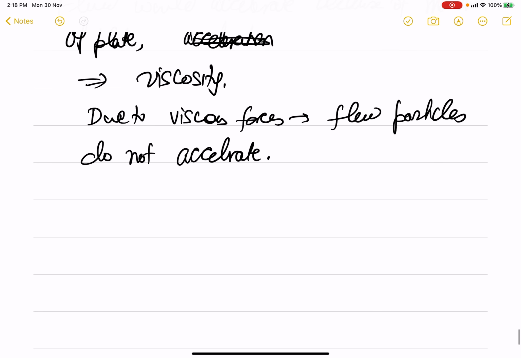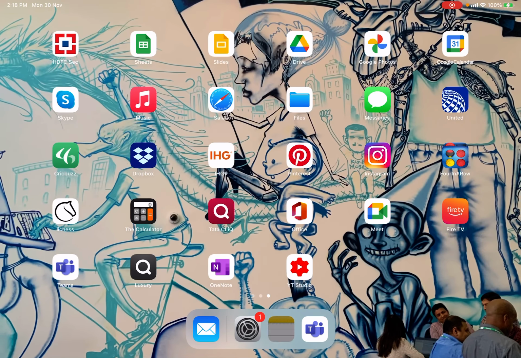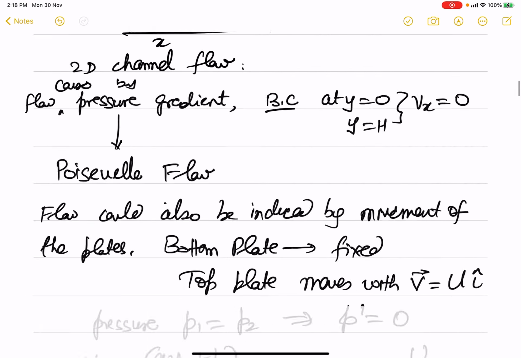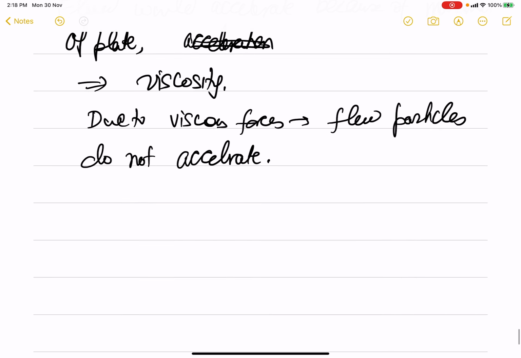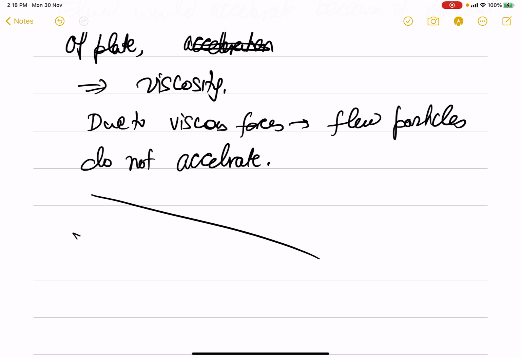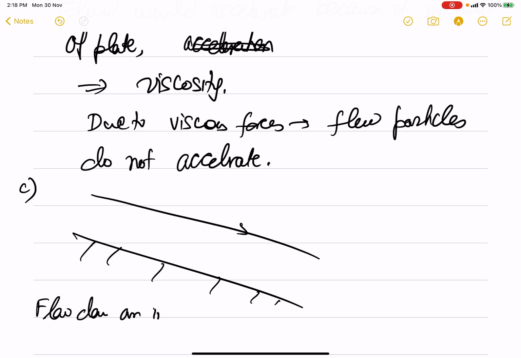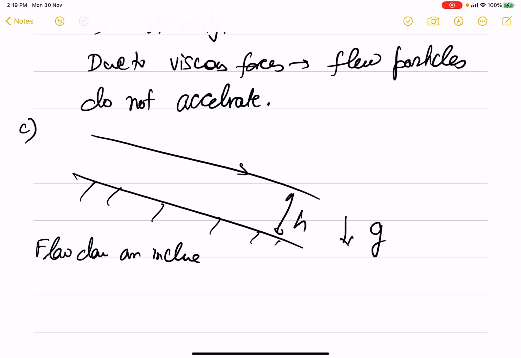Now next, let's look at the example which we have done in the tutorial class. There's a third example which we have done, and that is flow down an incline. And here we had liquid or water, and we had air on the top.